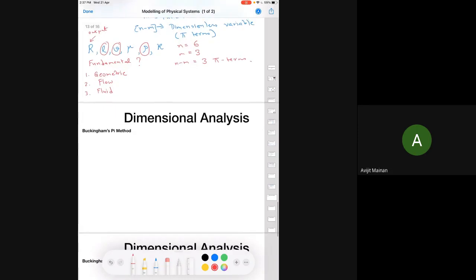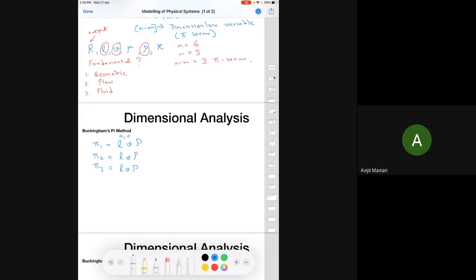So let's see how to construct these dimensionless quantities now. The rule is that, like I said, we will have 3 pi terms, and every pi term will have the fundamental variables and one other variable. So I'll have L, V, rho in all of them, and they can be to different powers.